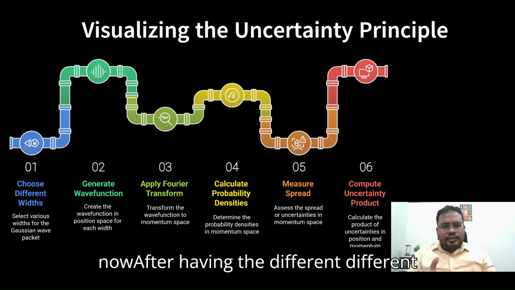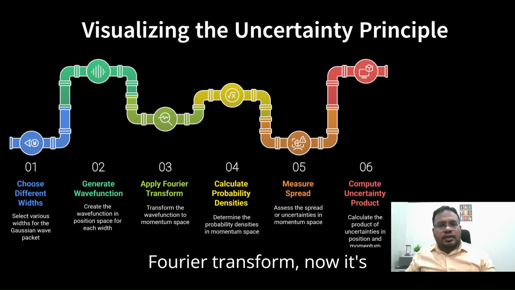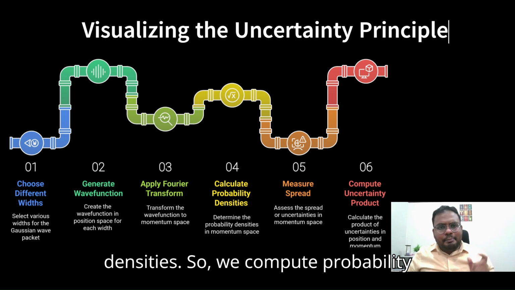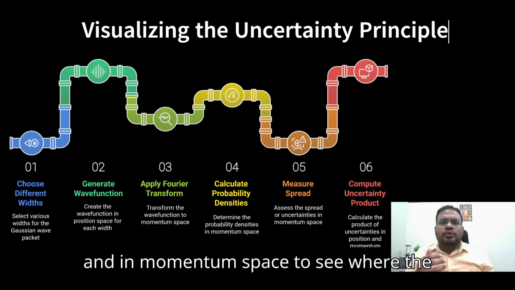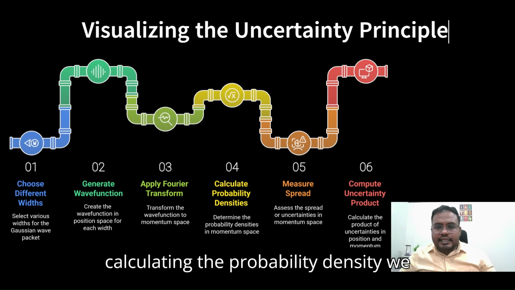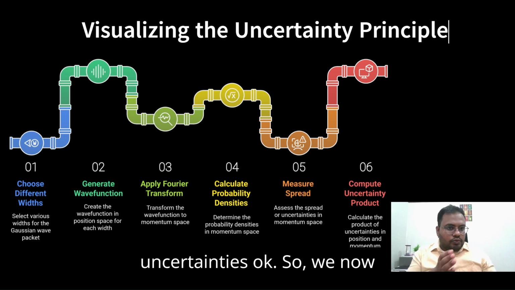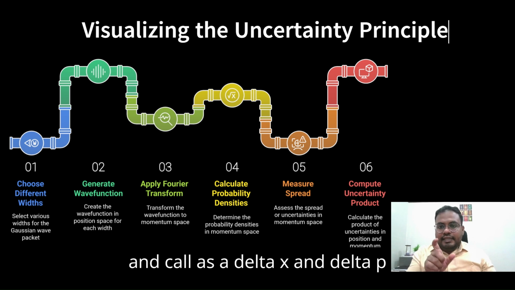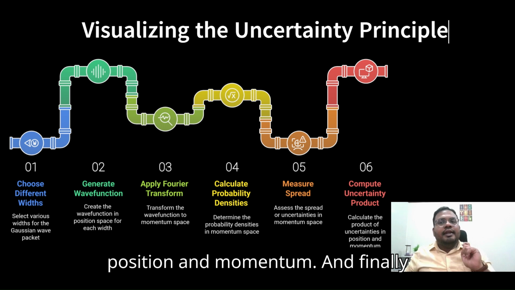Now, after having the wave functions in different spaces and doing the Fourier transform, it's time to calculate probability densities. We compute the probability density in both position space and momentum space to see where the particle is most likely found. After calculating the probability density, we measure the spread, or the uncertainties. We compute the standard deviation of x and p, called delta x and delta p. These represent quantum uncertainties in position and momentum.